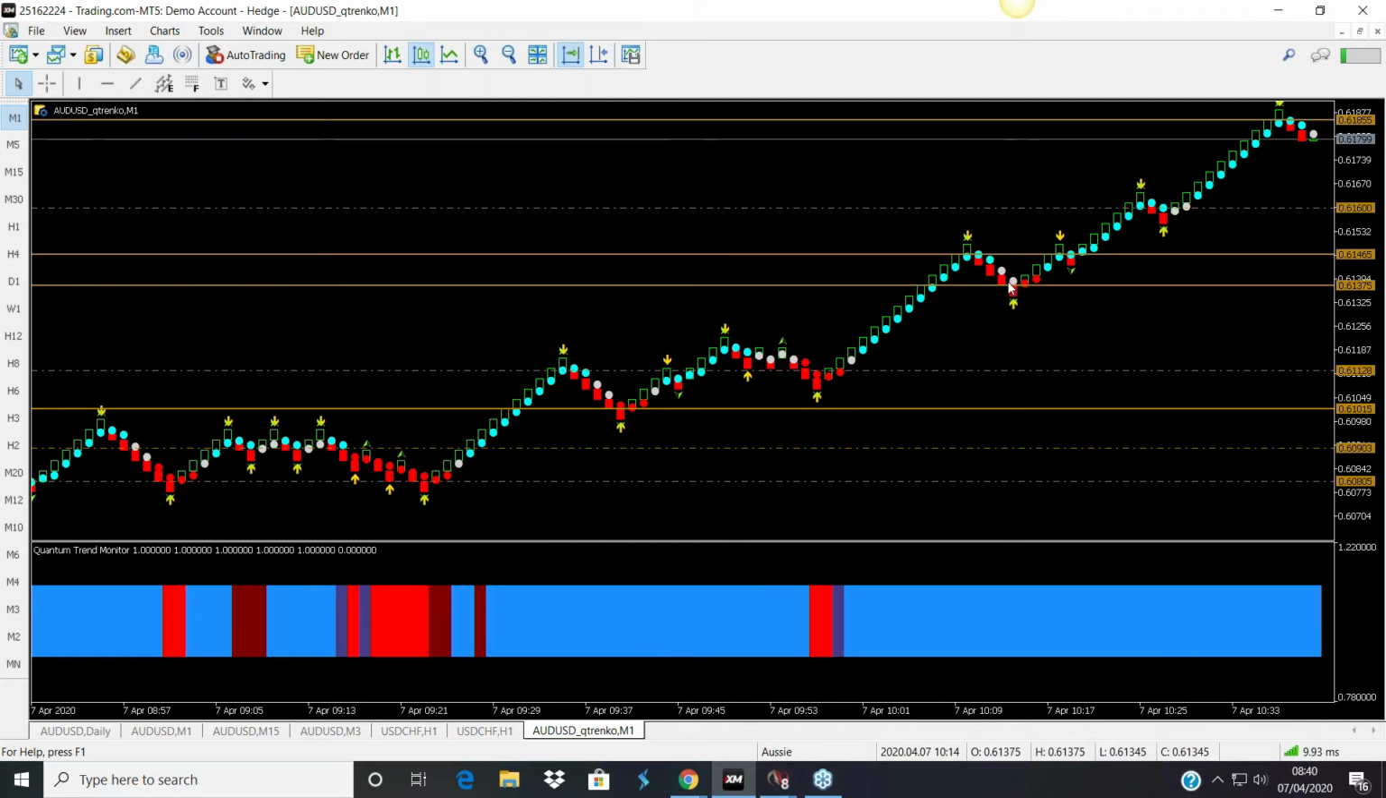We've seen the pullbacks here. The monitor has stayed bright blue, and what we would do here, this is the pullback we're seeing at the moment. Although this is blue and this is still blue, you've got these candles. The point that you would wait for is once you've got the break of the high of this candle.